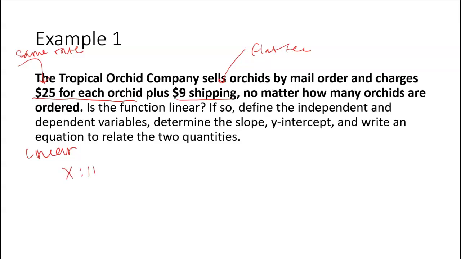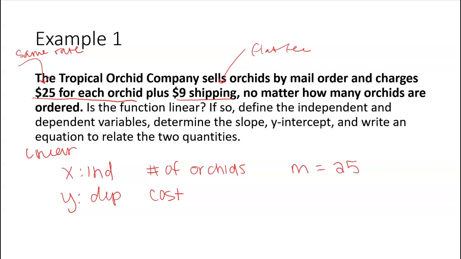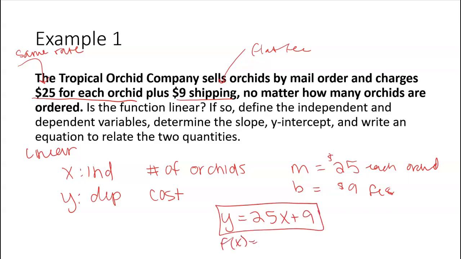So our x, our independent variable, is going to be the number of orchids, because what are we talking about? We're talking about the number of orchids and the cost. Your cost depends on how many orchids you buy, and cost is usually your dependent variable. So what's our slope here? Our slope is what changes each time. Our slope is the cost for each orchid. And our y-intercept, our b, is our flat fee, our $9 shipping fee. So we could write an equation that relates these: y equals mx plus b, 25x plus 9. If you wanted to write it as a function, you certainly could, because this is a linear function.